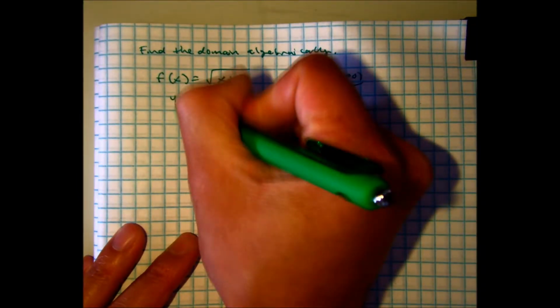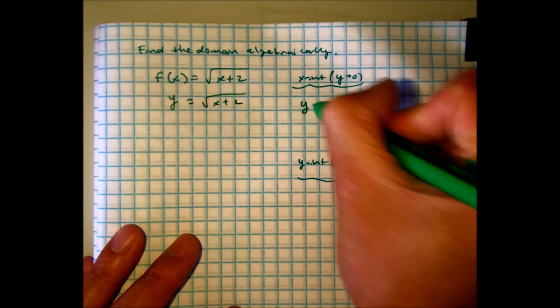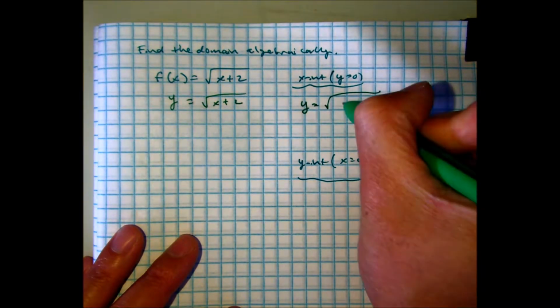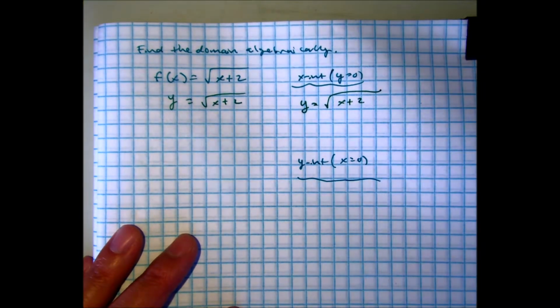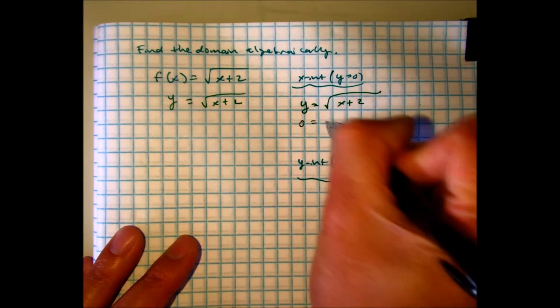Change the f of x to a y, and I can write that over here. Y is equal to the square root of x plus 2. To find the x-intercept, we're going to make y equal to 0.